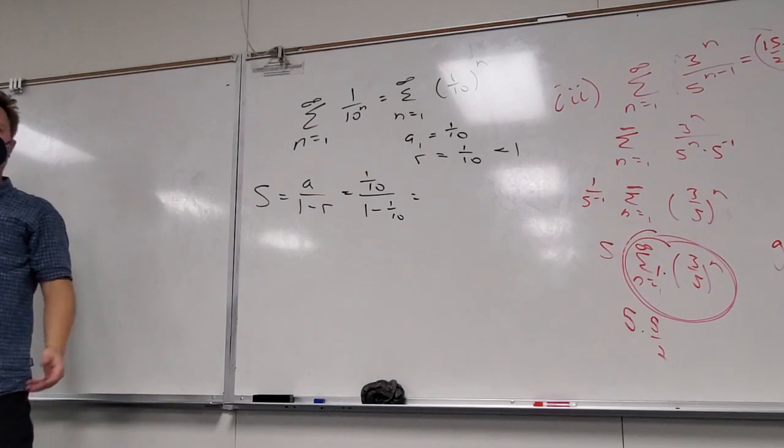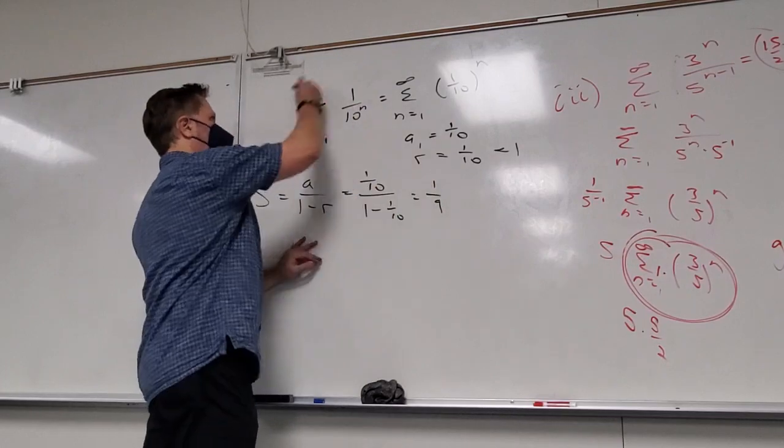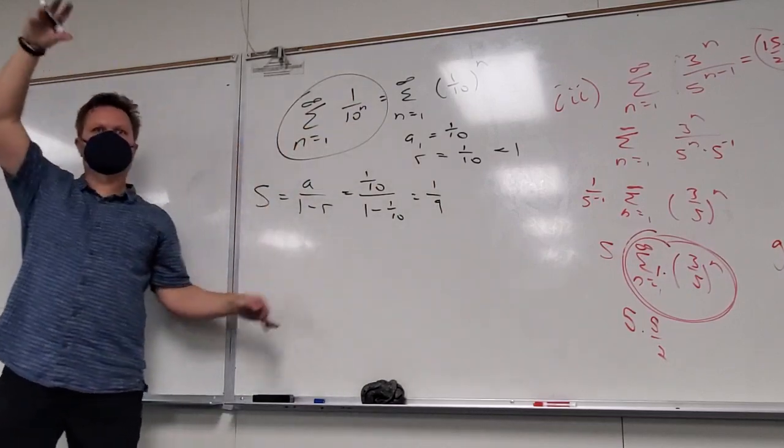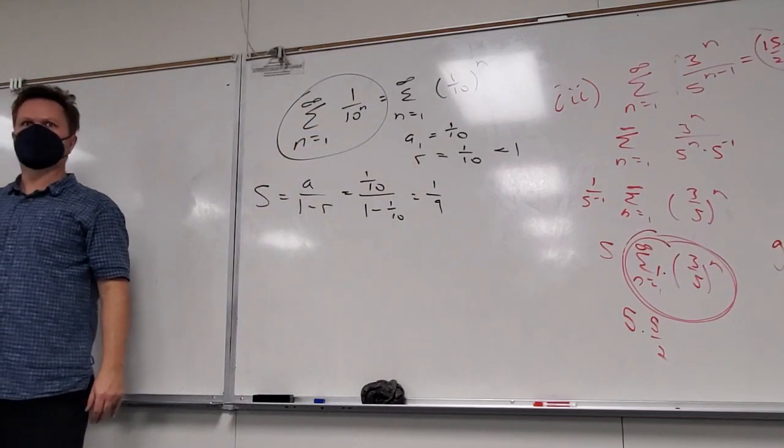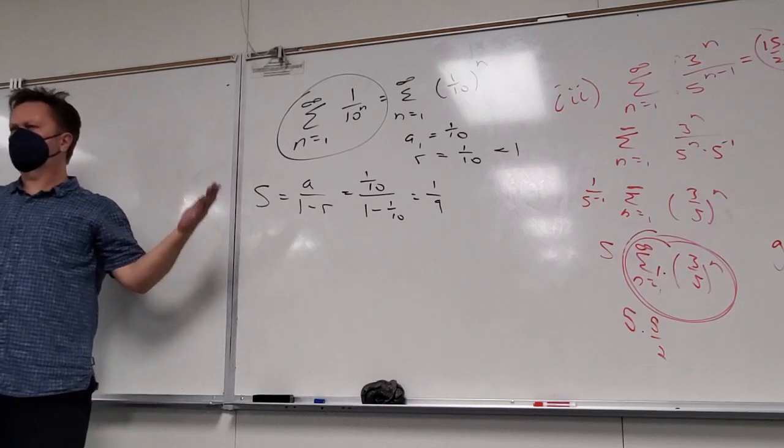And not surprisingly, what do you get? 1/9. And why is that not surprising? Because this is actually the official way to write 0.1 plus 0.01 plus 0.001, right? You guys see that? Okay. So of course you get 1/9. So we already did that part. Okay.